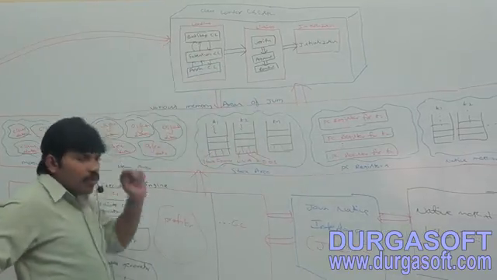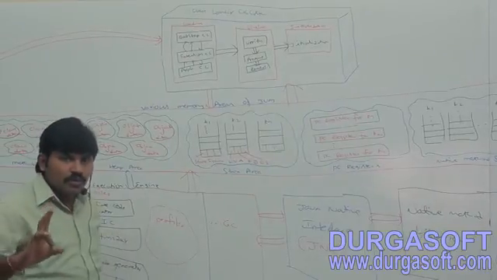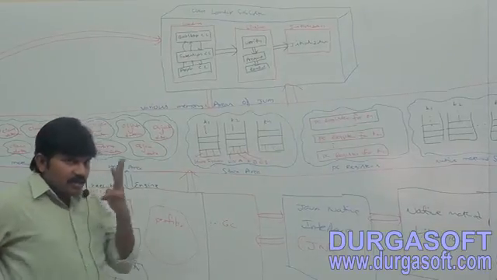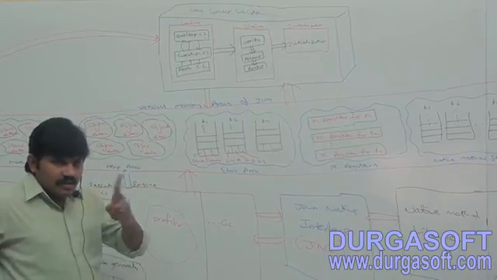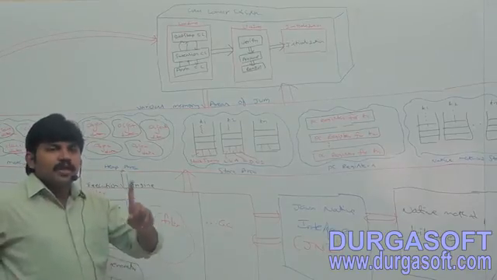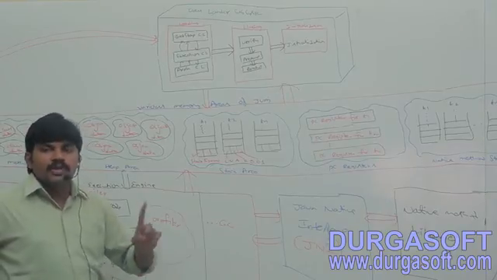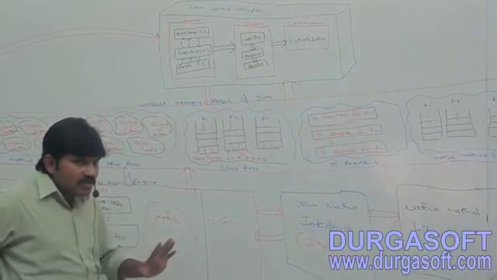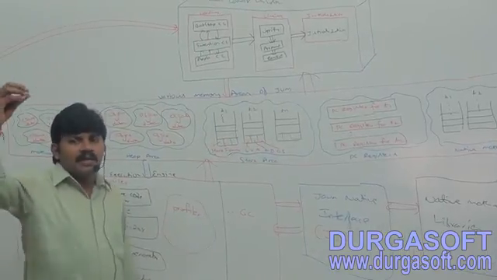Next, in the loading, how many types of class loaders are there? 3 types of class loaders. What is the first one? Bootstrap class loader. Second one, extension class loader, third one application class loader. Bootstrap class loader is responsible to load classes from the bootstrap class path. Bootstrap class path is nothing but what? rt.jar.